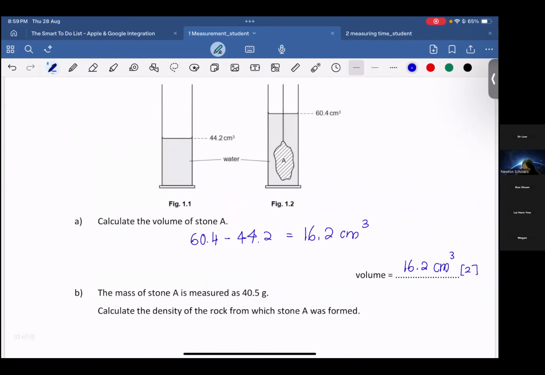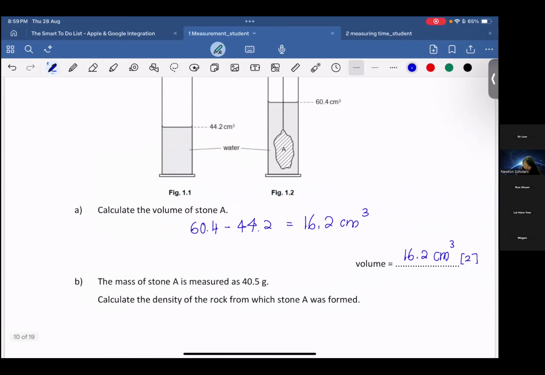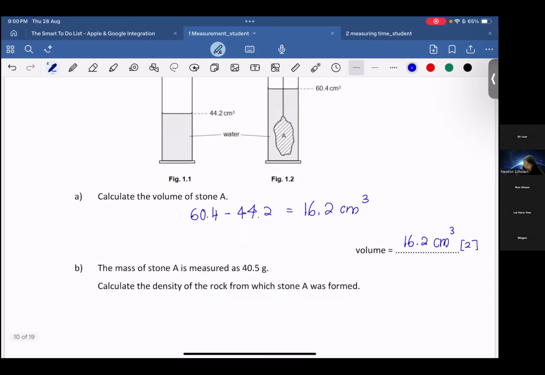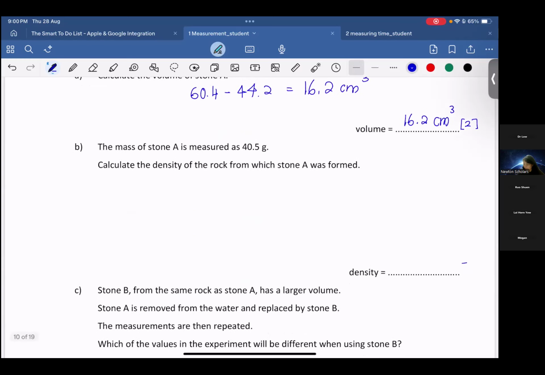The mass of the stone is 40.5. Calculate the density of stone A. Right, boys and girls? Tell me the answer. Yes, correct, 2.5. Boys and girls, for this kind of question, they can give 3 to 4 marks.